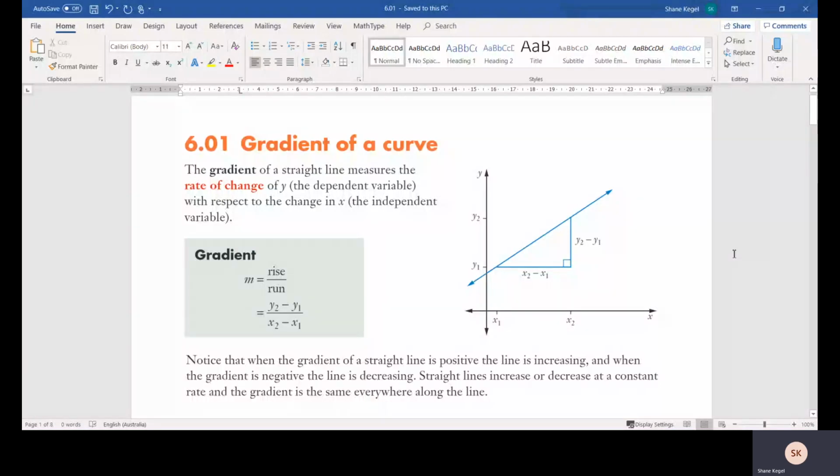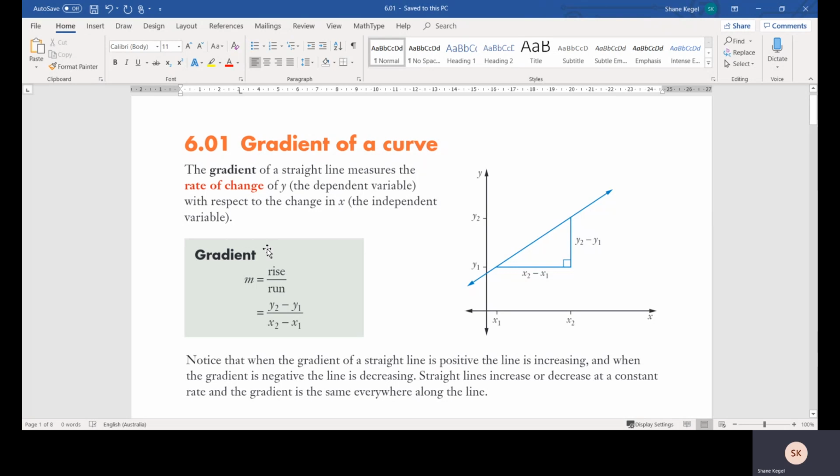Okay, starting to look at calculus, chapter 601. So first ever calculus is understanding gradient. And up to this point, we've always looked at gradient to be the steepness of a line, and generally it's been a straight line.